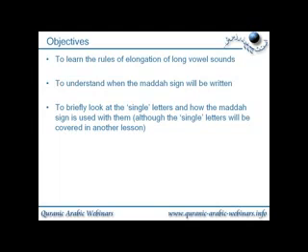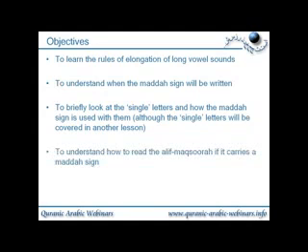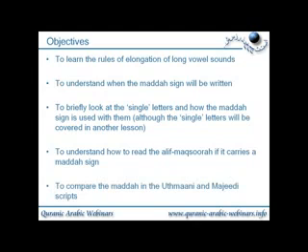So what we're talking about here is at the beginning of some surahs you see these single letters. A typical one is Yasin, and we've got a whole different lesson on that. However, some of those letters have the madda sign on them, so we're going to cover it briefly within this lesson. To understand how to read the alif maqsura if it carries the madda sign. And we're going to compare the Uthmani and Majidi scripts as we go along.